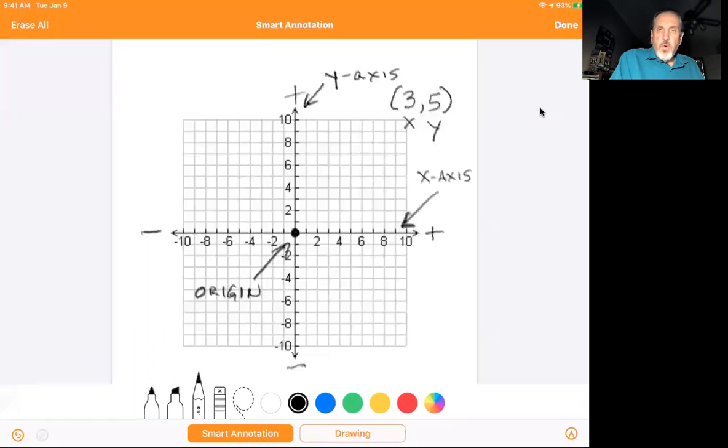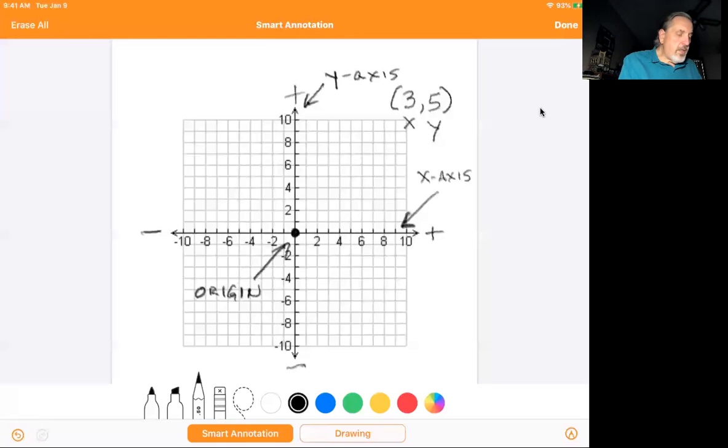But anyway, we're going to graph this point 3, 5. The way that we do that is we look at the x value, and if it's positive, we move to the right, and if it's negative, we move to the left. And once we've moved the appropriate number of spaces, we apply the y value. We'll move up or down. So I'm starting with an ordered pair that has a positive x value and a positive y value.